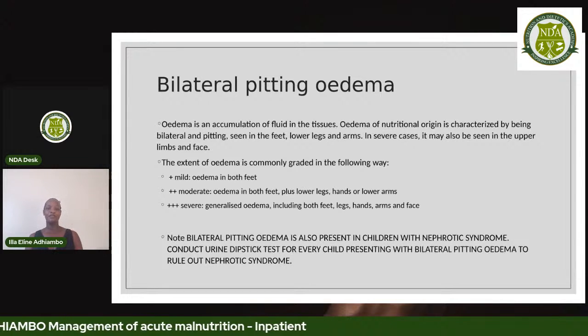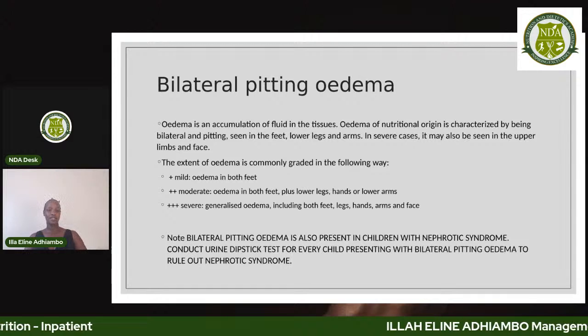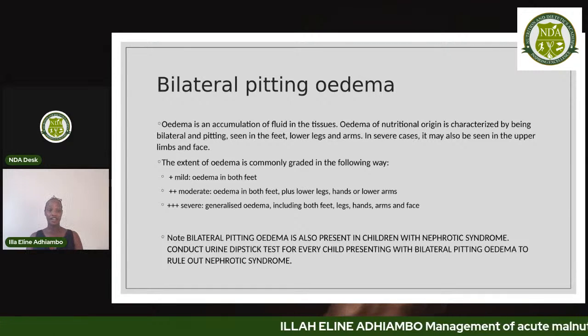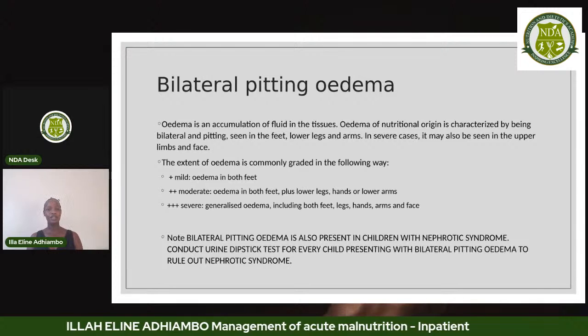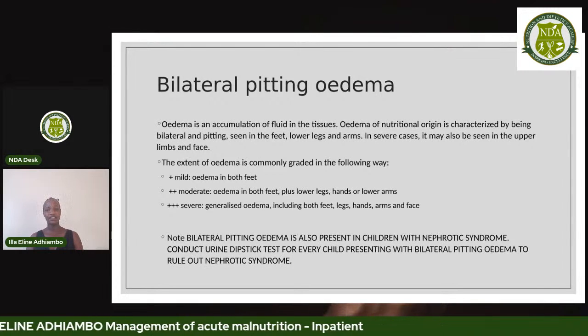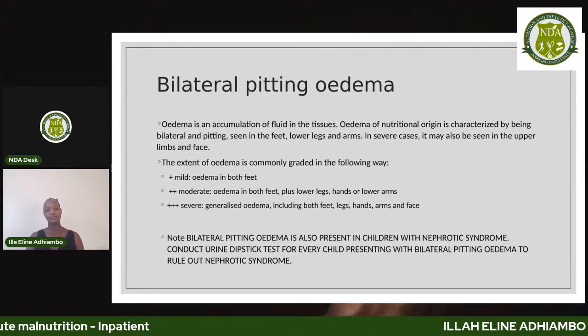Moderate edema, you'll have edema in both feet, lower legs, and the lower arms. And in severe cases of edema, you're going to have generalized edema in the whole body. You'll have edema in the legs, in the hands, in the feet, arms, and the face of the child will also appear puffy.